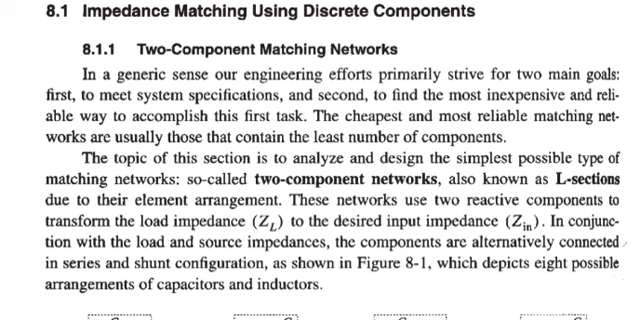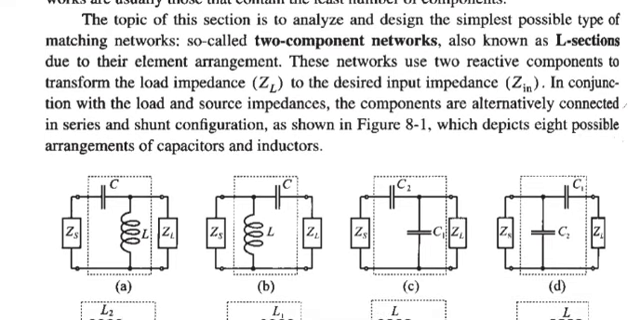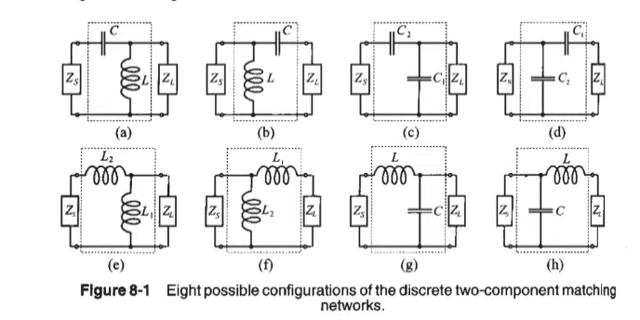Next we have to discuss why we use a capacitor and inductor, which we generally call an L section. You can look at this image, which shows eight possible configurations of a discrete two-component matching network. It contains only two reactive components, the capacitor and the inductor. They are arranged approximately like the letter L, so that is the reason we call it L section matching.